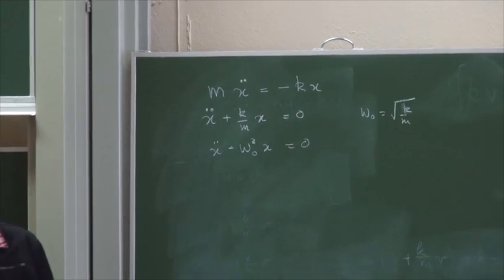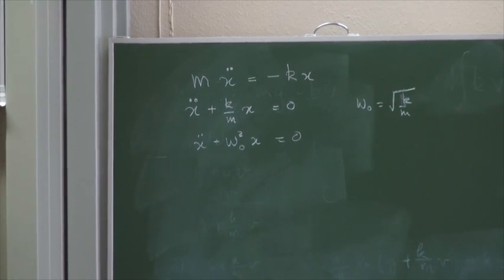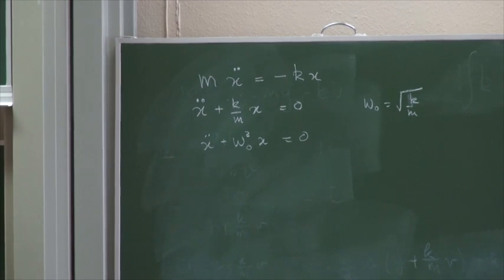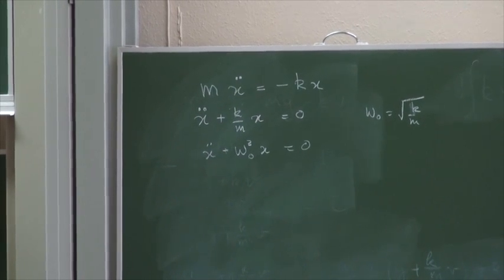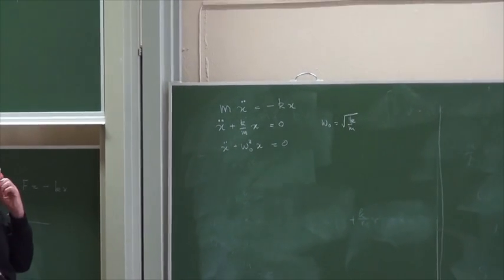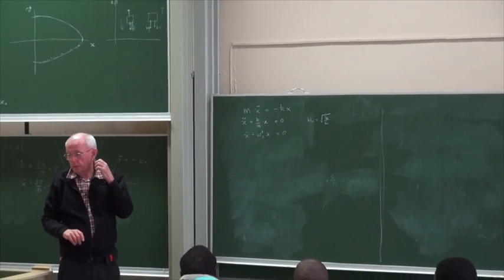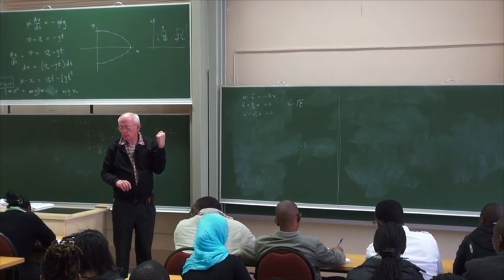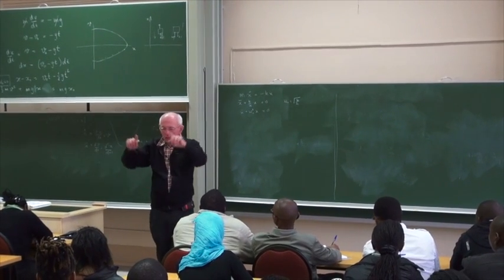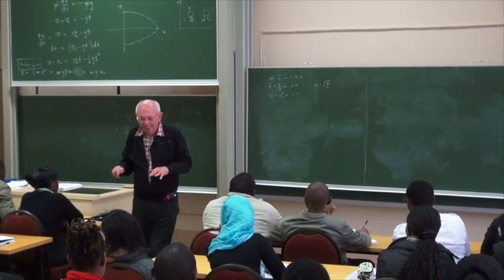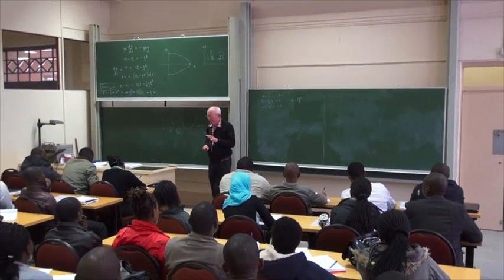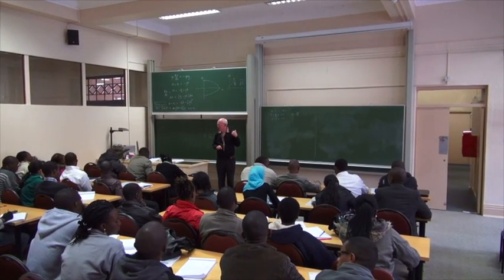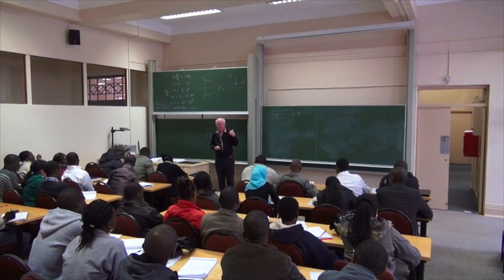So, any proposals? How do we solve that? The k must be positive. Yes, k is a positive quantity. That's why I put the minus in front there. Well, he's a mathematician. I can see that. He wants to see the domain and the range and all these things. But k is positive. Okay. So how do we solve that? You must know this.